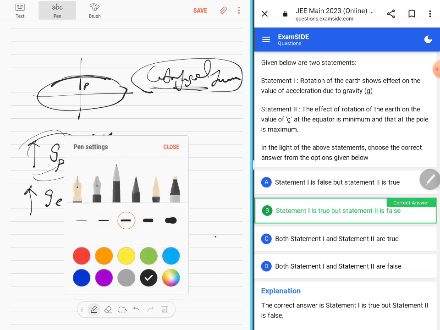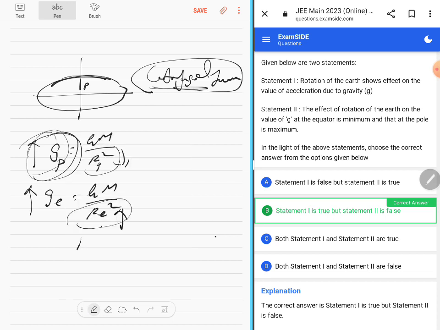So the gravity at the poles is greater. This whole concept of gravity changing is because the radius is changing, and the radius is changing because of the centrifugal force. I am sure you understood that. So statement 1 is true, it has an effect.